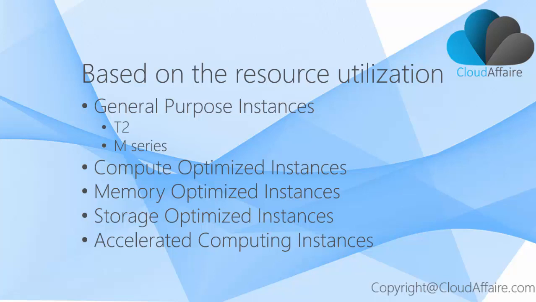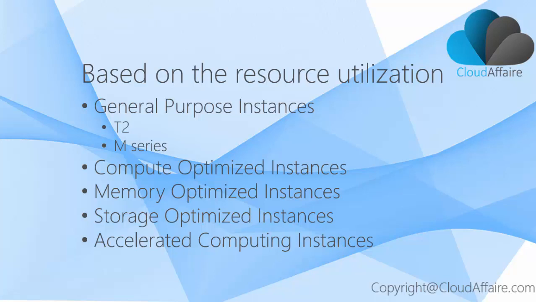Memory-optimized instances. Memory-optimized instances are designed to deliver fast performance for workloads that process large datasets in memory. Memory-optimized instances also vary based on the generation, like R4, R5, and R5D.